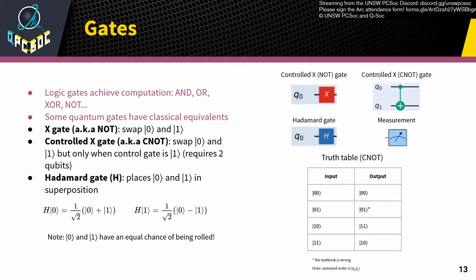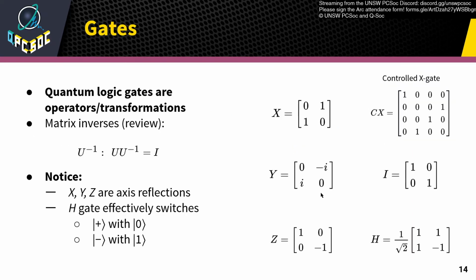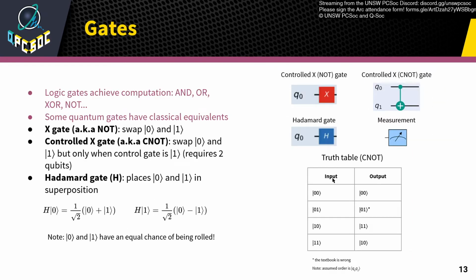So you can draw a truth table. Can't see your cursor. Do I have to see my... There we go. Sorry.